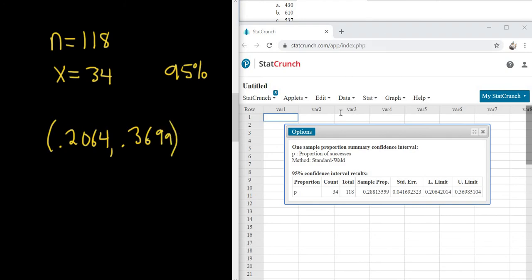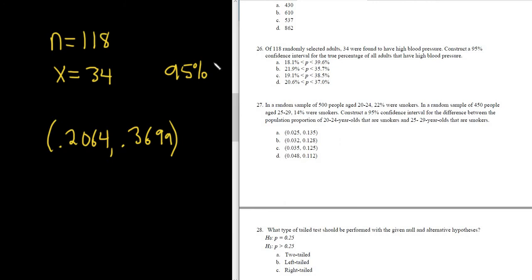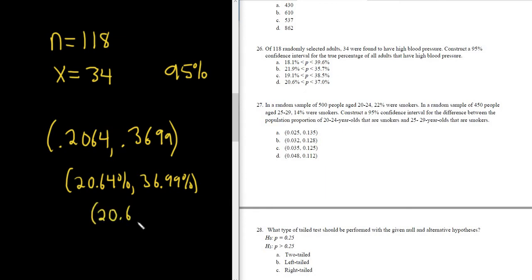So let's see what the choices are. The choices are percentages with 1 decimal. So I guess if we rounded this, wrote it as a percentage first, let me do that. So 20.64%, and then 36.99%. I just moved the decimal place twice to turn it into a percentage, and they have 1 decimal, so that would be 20.6%, and then 37%.